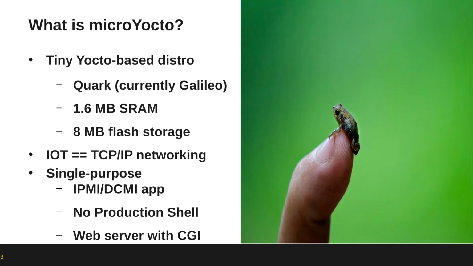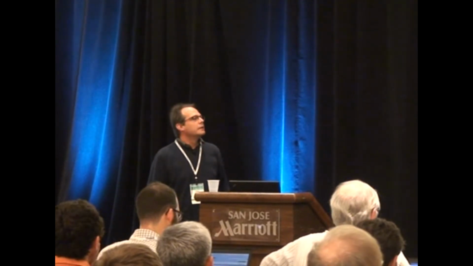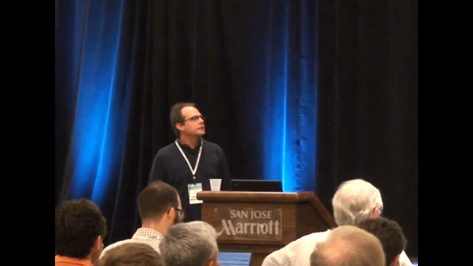So essentially, that's what microYocto is. It's a distro that's designed to run on hardware that's that tiny. And of course, hardware that tiny has also become synonymous with Internet of Things. And of course, the first word in Internet of Things is Internet, which means that the distro should have good support for networking, TCP/IP networking.